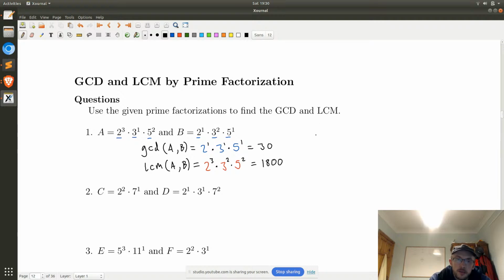And I'm curious what the original numbers were in the first place. So we already know that B is 90. As for A, that would be 8 times 3 times 25. Well, 8 times 25 is 200, and 200 times 3 is 600. So these were the original numbers. And therefore, these answers look correct. They look correct. We don't know if they are correct, but they look correct.